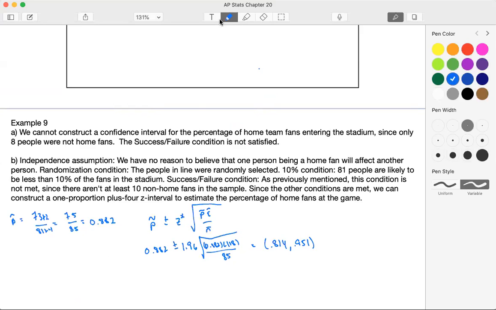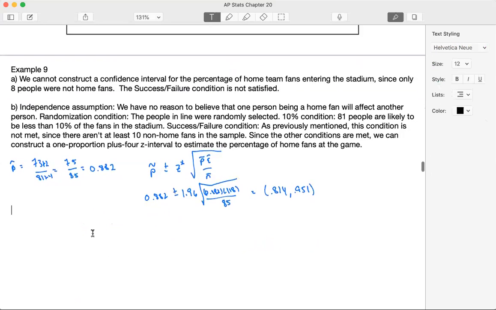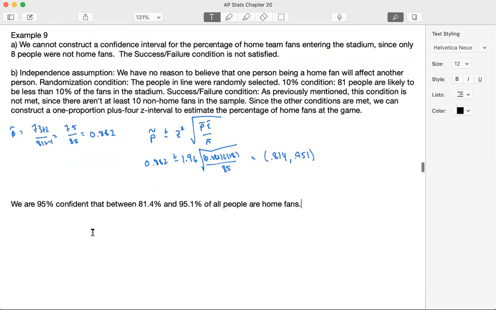Now let's go ahead and write up our conclusion. I would say the following: we are 95% confident that between 81.4% and 95.1% of all people are home fans.